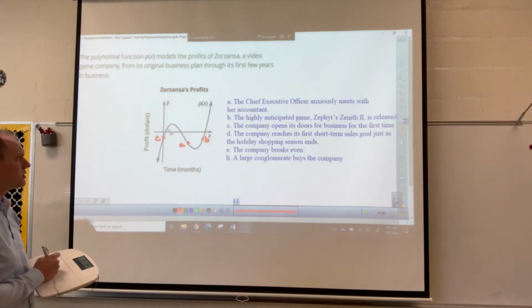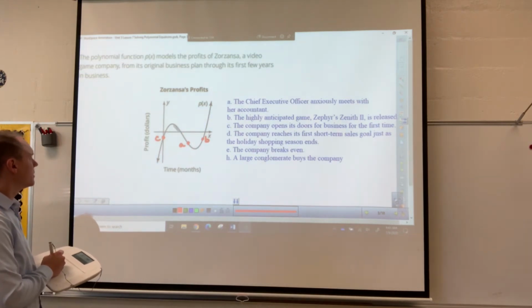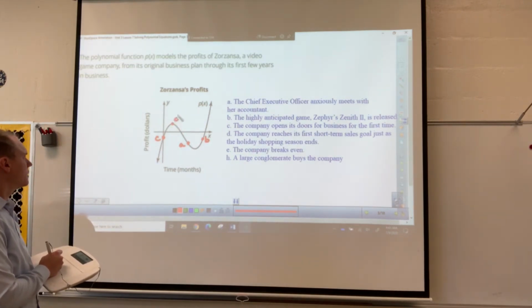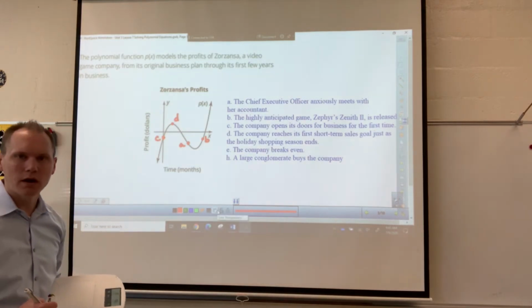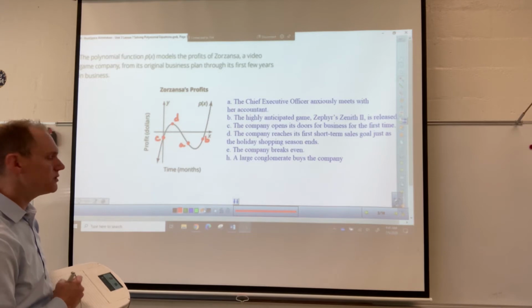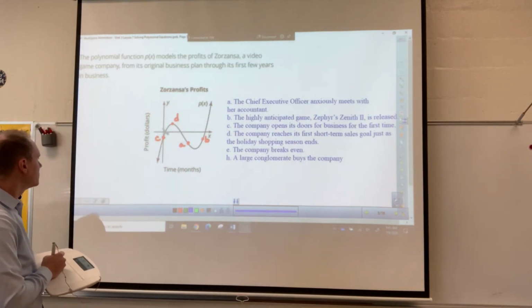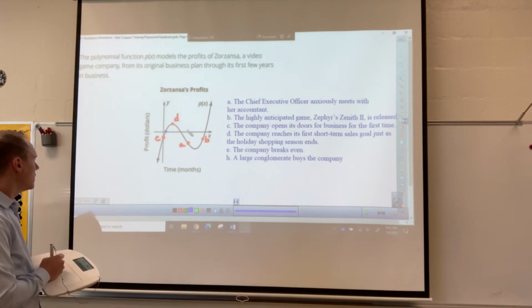So if they reach their sales goal, that means they were doing pretty well. I'm going to say that happened maybe in here, where we have this relative maximum. All right, the company breaks even. So this can happen actually at a number of places. I'm going to do this in blue. So this could happen here, could happen here, and it could happen here.